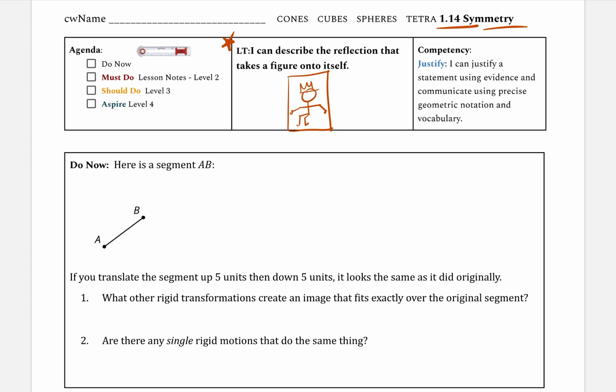So if I make a perpendicular bisector right through the middle, the crown will map onto itself. So it'll fold into itself. That's what symmetry is. Today, we're going to work on our competency skill, justify, and make sure you include vocab from the green word wall in the front of the classroom.